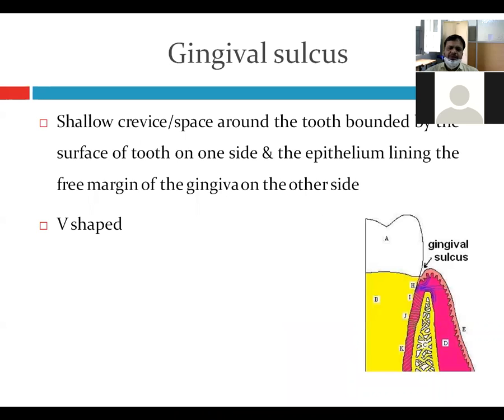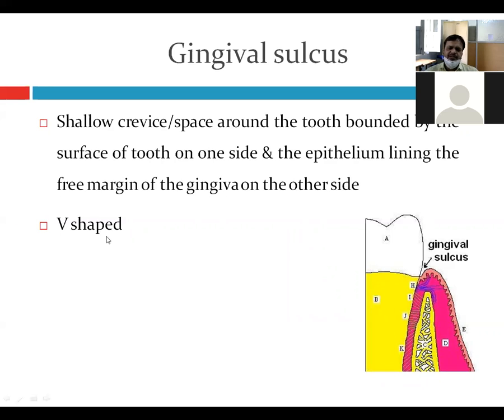Now coming to gingival sulcus. So gingival sulcus is a shallow crevice or space present between your tooth surface on one side and your gingival epithelium lining on the other side. Usually it is a V-shaped space present between the surface of your tooth and the epithelial lining of your free gingival margin. Usually the gingival sulcus is about 2 to 3 millimeters in depth.